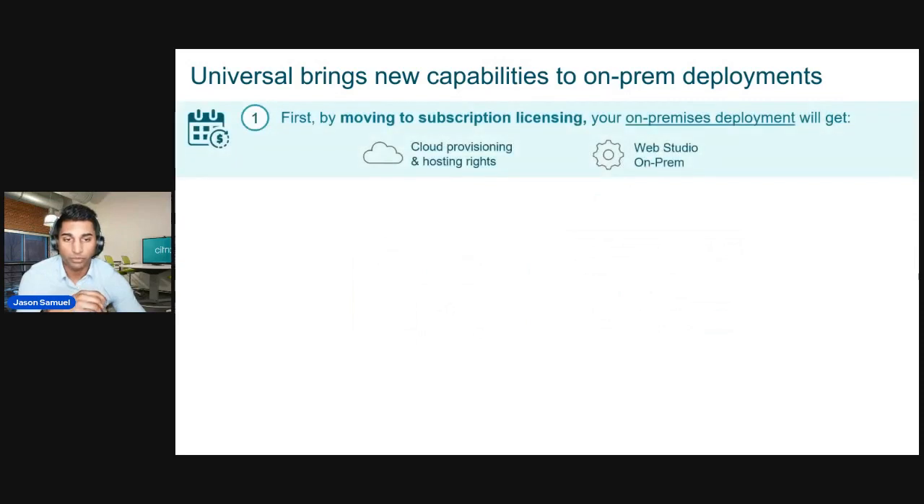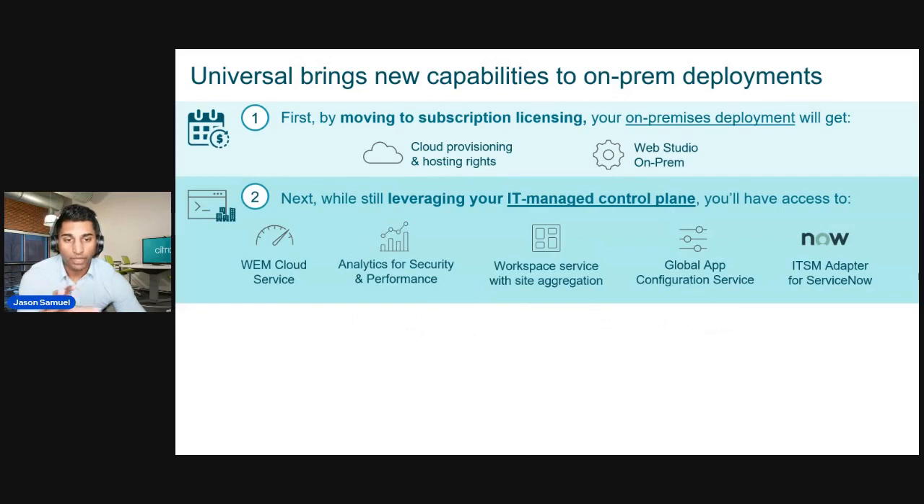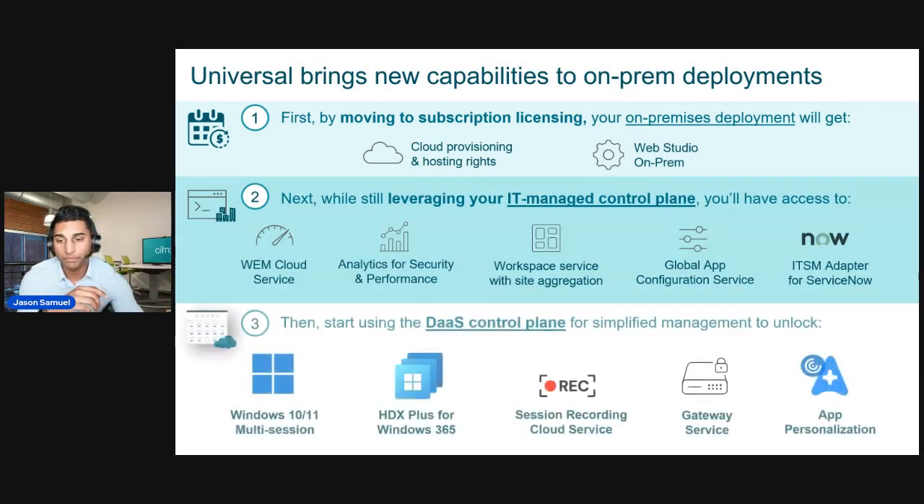So as far as the on-prem deployments, I kind of touched on this a little bit already. Cloud provisioning and hosting rights, the Web Studio on-prem, which I'll get into a little bit deeper. When you have the IT managed control plane, meaning not the cloud control plane, but the one that you manage, whether it's on-prem or if you stick it in one of the clouds, you'll actually have access to the WEM cloud service, the analytics, security and performance, the workspace service, site aggregation, global app config service, as well as the ITSM adapter for ServiceNow. So if you're running ServiceNow within your organization, you can actually plug in and do a lot of the self-service capabilities there for your users. So that's actually a big one.